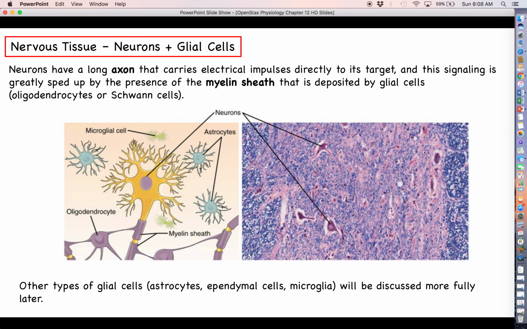So oligodendrocytes and Schwann cells are just two different types of glial cells, and we will talk about others like astrocytes, ependymal cells, and microglia much more fully later on.